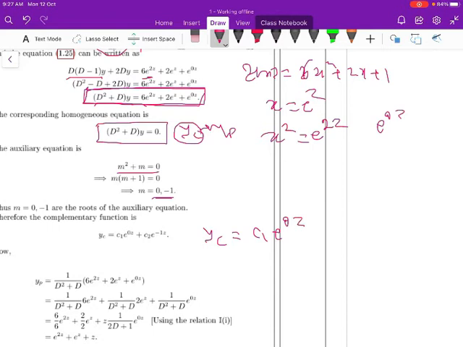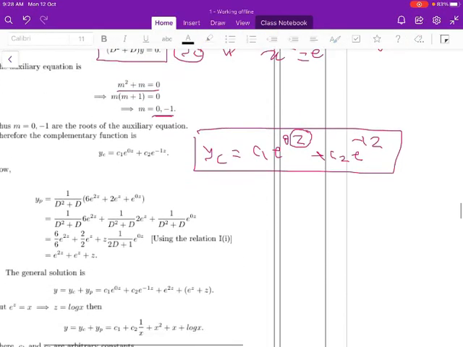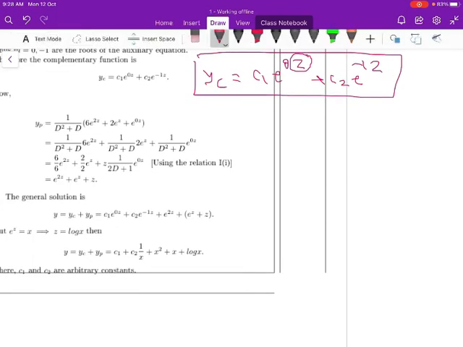Therefore yc = c1 e^(0z) + c2 e^(-z). We write it in terms of z because we have introduced the new independent variable z in place of x. So this is the complementary function of the given differential equation. Now let us move to the particular integral.